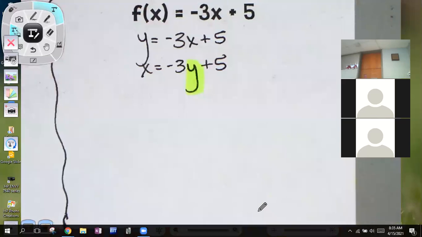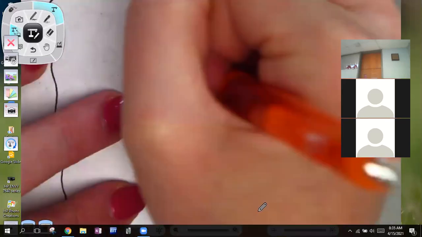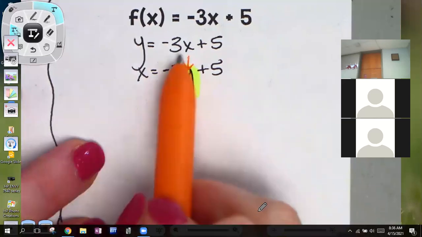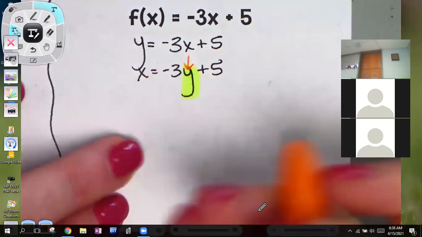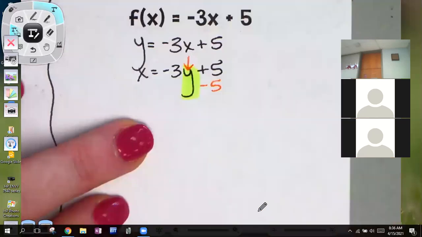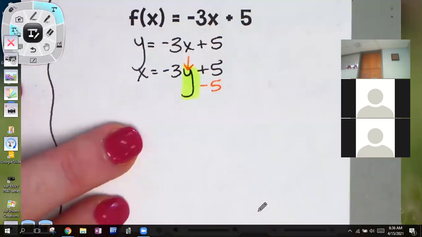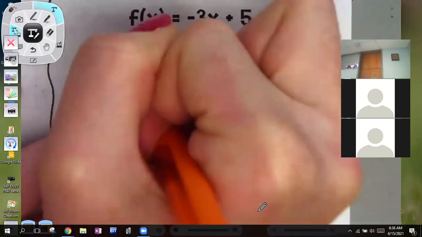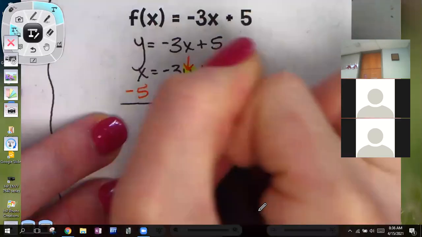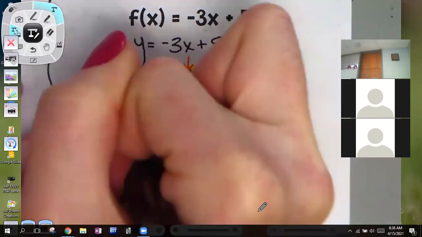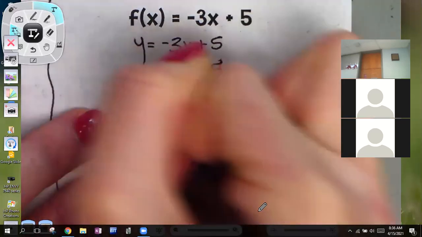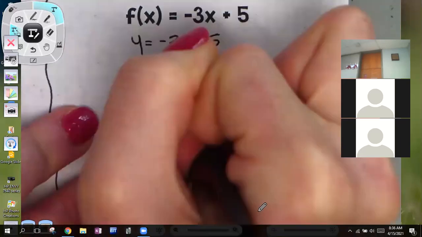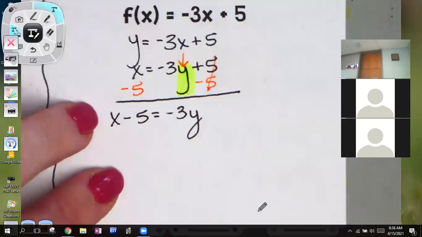Okay. How do I do it? First step, start with the term that is furthest away. So I'm gonna have to subtract 5. That cancels out. Got to do it to the other side. It is just x minus 5. Okay? Equals negative 3y. Good.